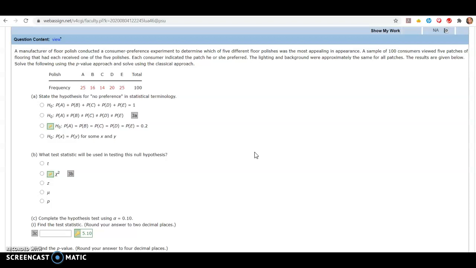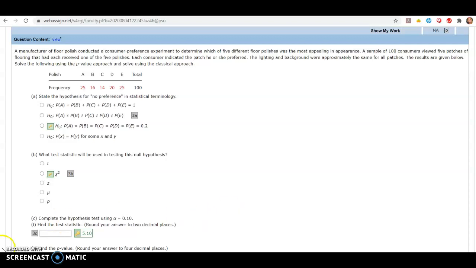So that's why the third option is our correct choice there in part A. In part B, we're asked to identify the test statistic that we would use in determining this null hypothesis. Well, when you've got more than 2 proportions, you've got to use a chi-square test. And since there's just the category of polish, not a second category, we'll learn about those tests in lesson 11.3, then this is a goodness of fit test. But our choice is obviously the second one there, chi-square test.